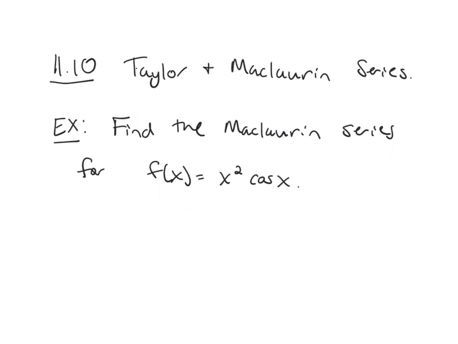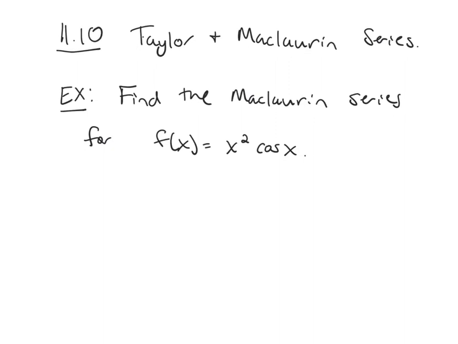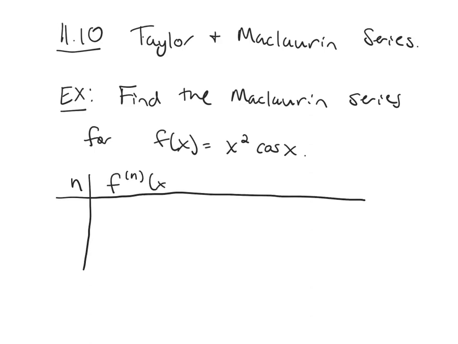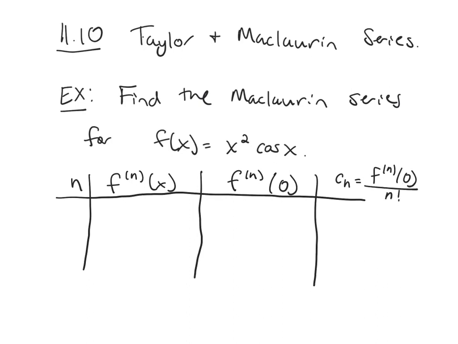So the way we did these before was we made that table that I was talking about. So let me set it up again for you. N. And then you take the nth derivatives of your function. And this is a Maclaurin series, so what's my a value? 0, so we're going to plug in 0 to those. And then the final column is your coefficients. All I got to do is divide by n factorial.